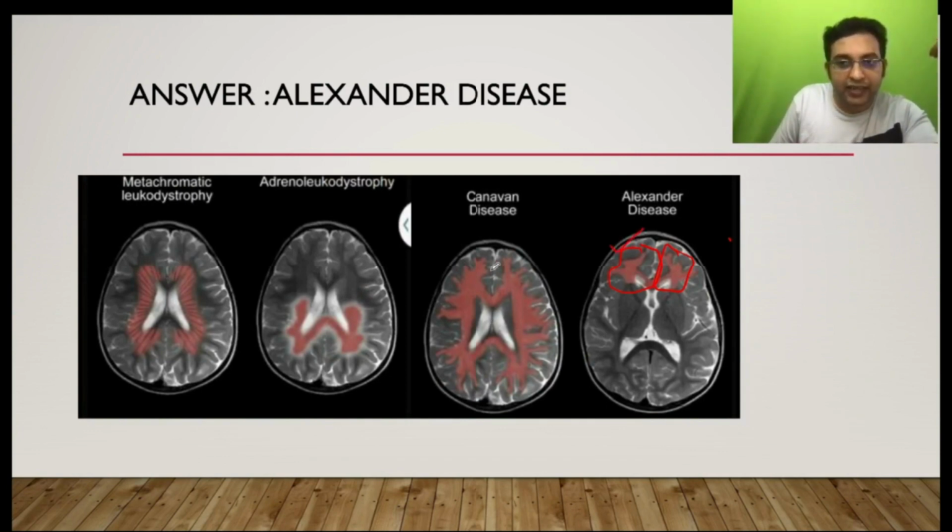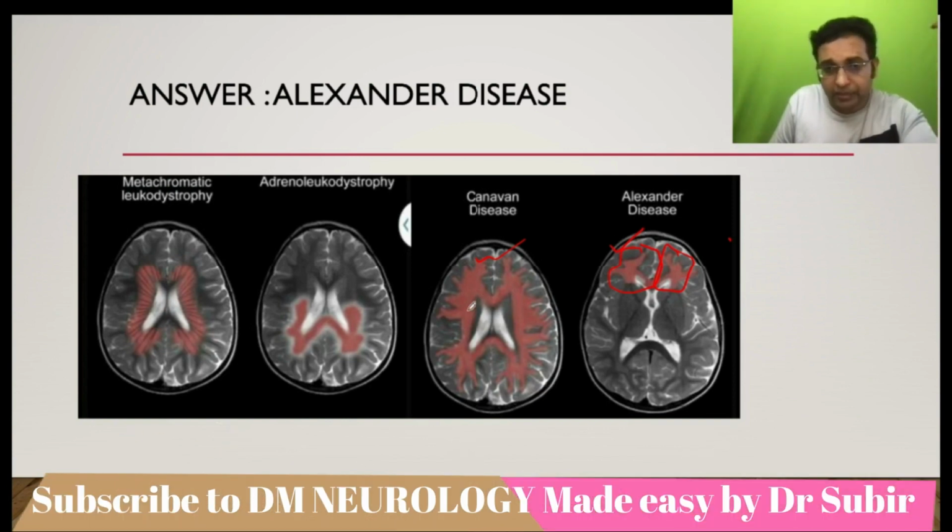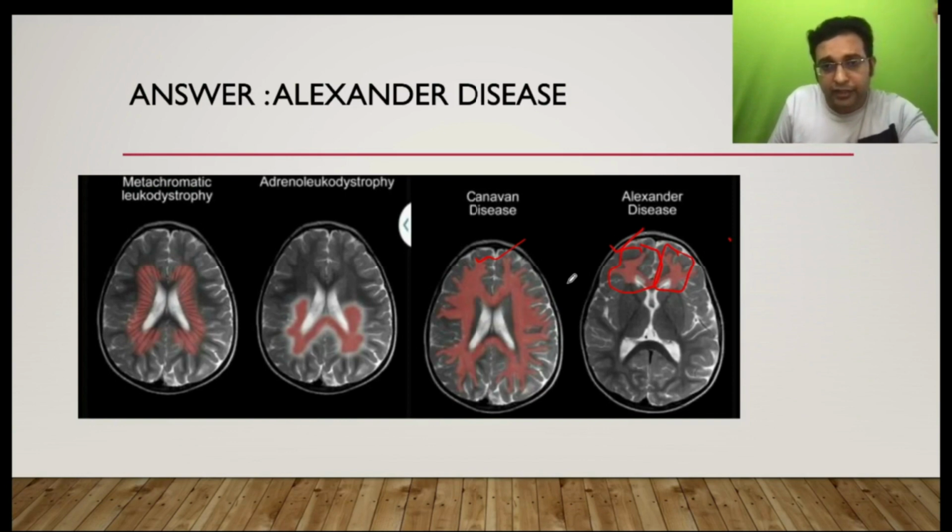So Alexander's, Canavan's, and one more disease is Van der Knaap disease, or megalencephaly with cyst. That is the other name for Van der Knaap disease. So those three will be having megalencephaly, or increased head circumference. So that you should know.